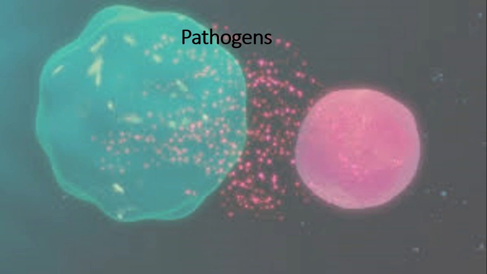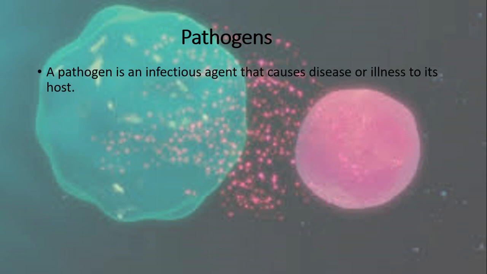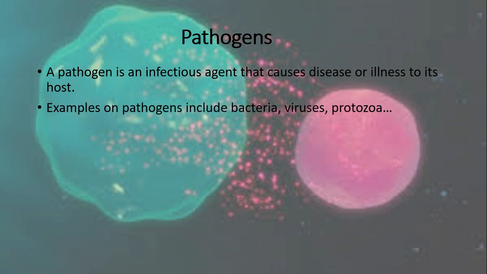Let's first know what we mean by pathogens. A pathogen is an infectious agent that causes disease or illness to its host. So any non-self that enters a host is said to be a pathogen if it can cause disease or illness to this host. Examples of pathogens include bacteria, viruses, protozoa, or even the substances secreted by them.